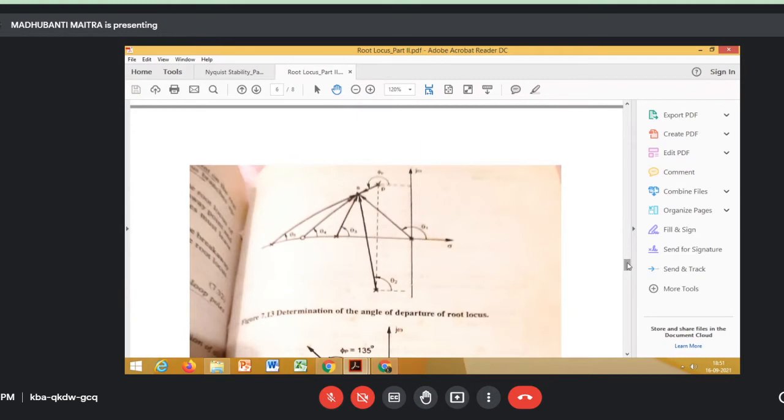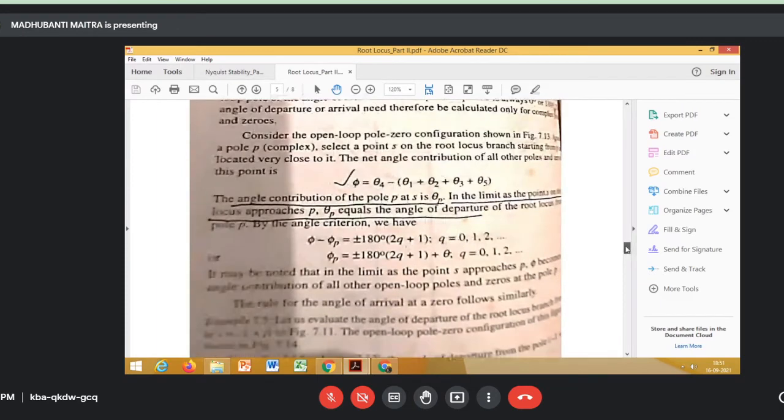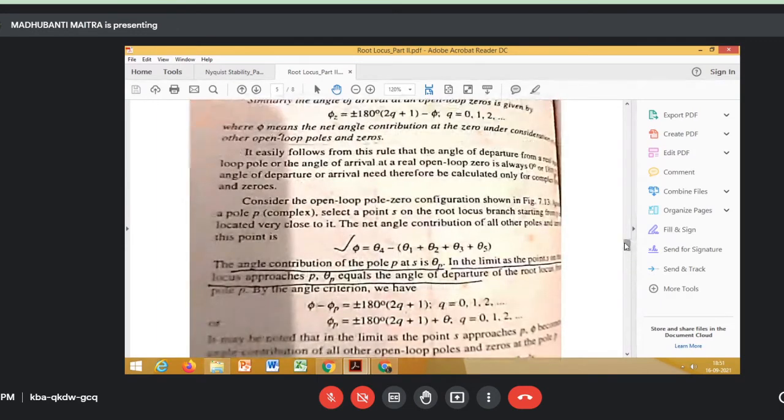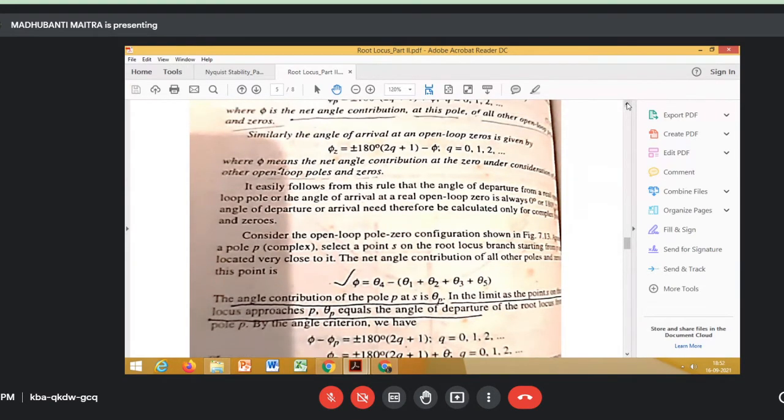So for complex conjugate open loop pole pairs, we'll have to compute the angle of departure, and for complex conjugate open loop zeros we'll have to find the angle of arrival. First we'll learn how to compute the angle of departure from one complex pole.